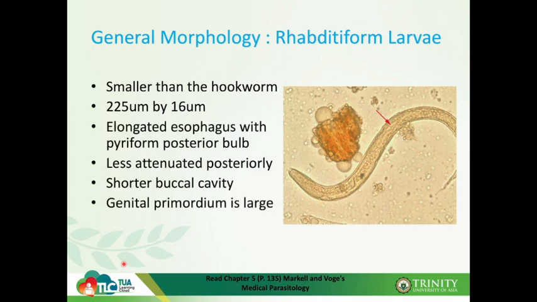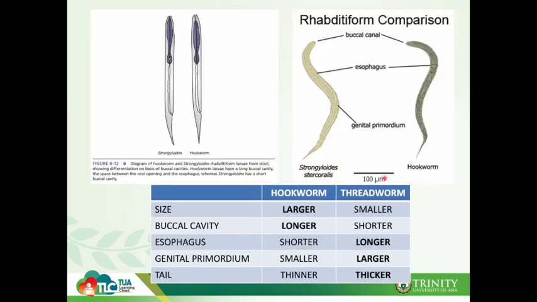For the rhabditiform larva, it's the opposite of everything we said: smaller size, longer esophagus, thicker tail, shorter buccal cavity, and larger genital primordium. To summarize everything and to show the comparison between hookworms and rhabditiforms, it's better to focus on this slide. Here is the table. Please memorize this table because it's going to be important in your future assessments.